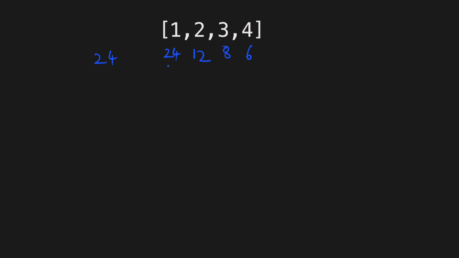However, we need to be careful with this approach. What if one of the elements is 0? For example, we had the array 0, 2, 3, 4. Then the cumulative product of this array will be 0. And now, if we divide 0 by 0, we will get the number as undefined.